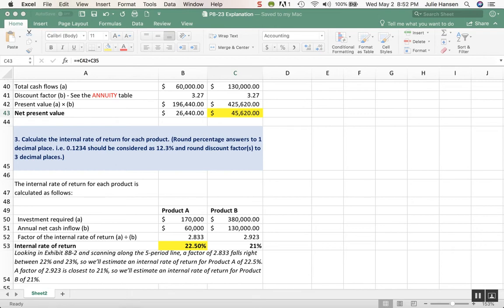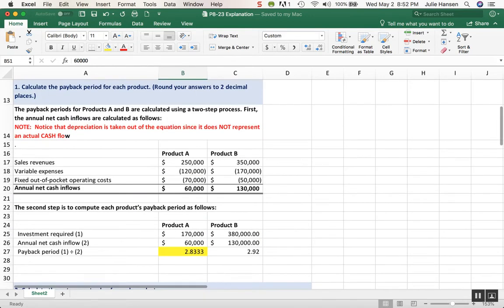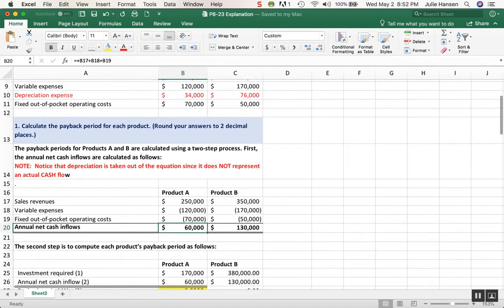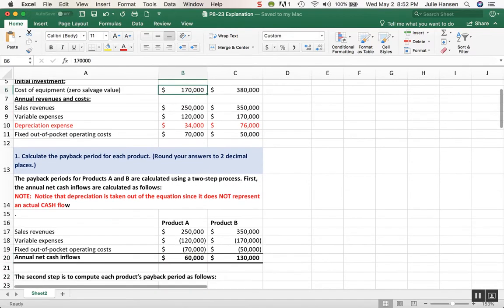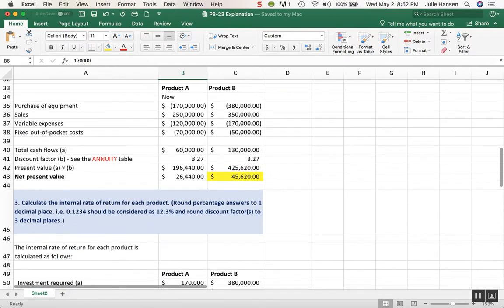And here we are at part 3. I'm going to calculate the internal return for each of the products. Here I've got that same $170,000 that was required as the investment. Here are my annual cash flows. This is the same information that was provided up here, right? So there's my $60,000, and there was the 170 it takes me to get that every year.